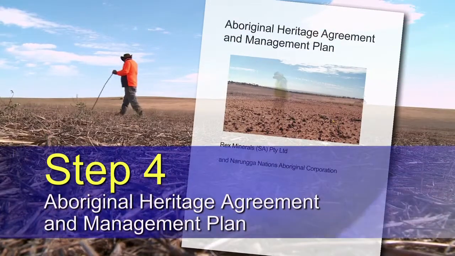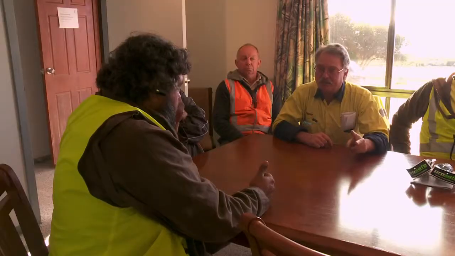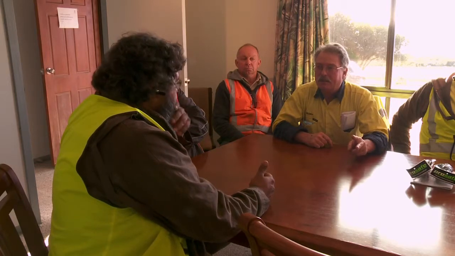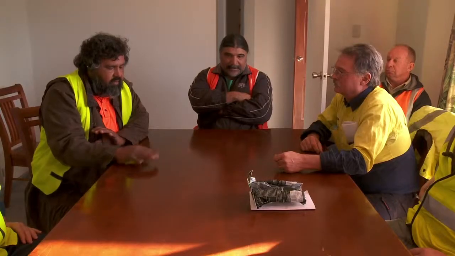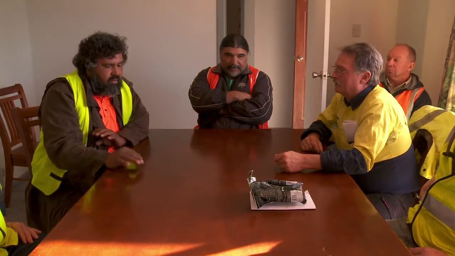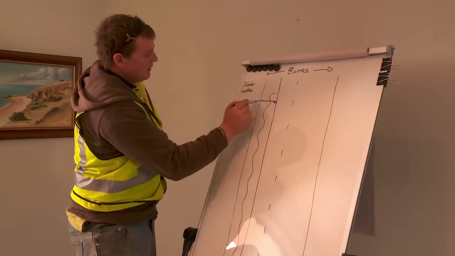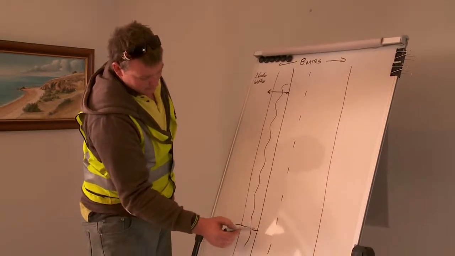Step 4. Aboriginal Heritage Agreement and Management Plan. Before an Aboriginal Heritage Site survey or monitoring of ground disturbance takes place, an Aboriginal Heritage Agreement and Management Plan is negotiated and put in place. Everyone needs certainty, and a comprehensive Aboriginal Heritage Agreement and Management Plan at a very early stage of the project can provide that.